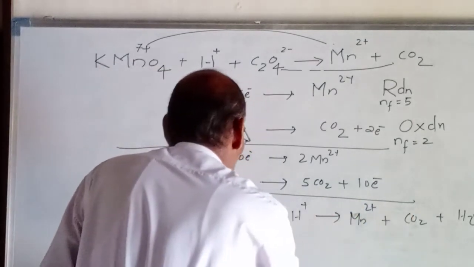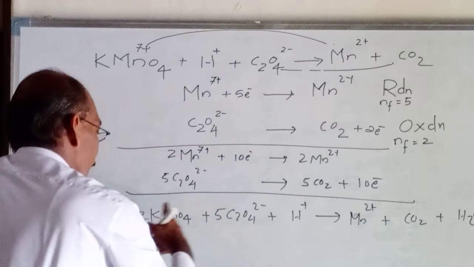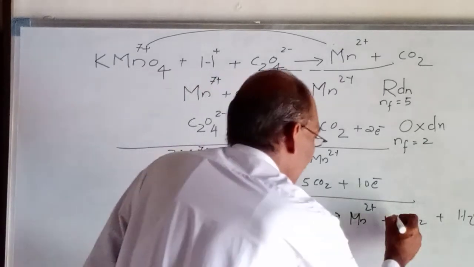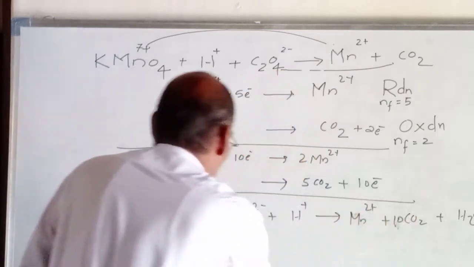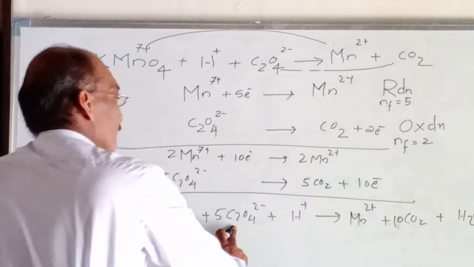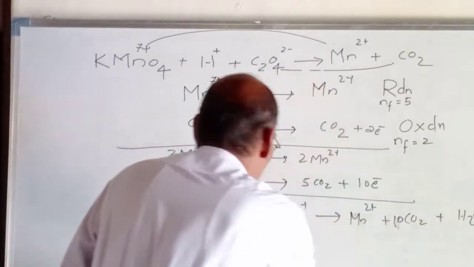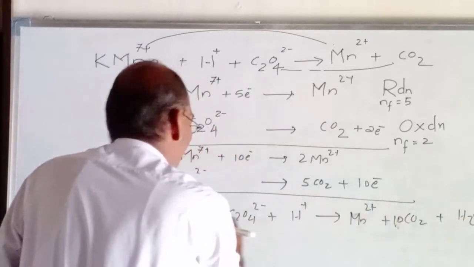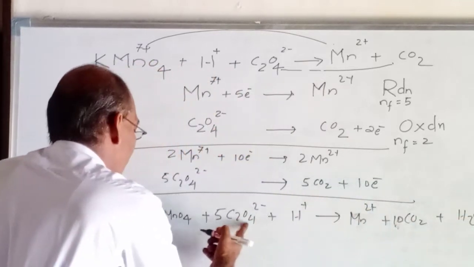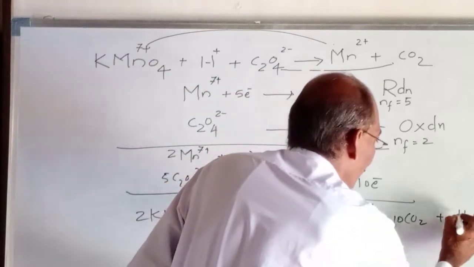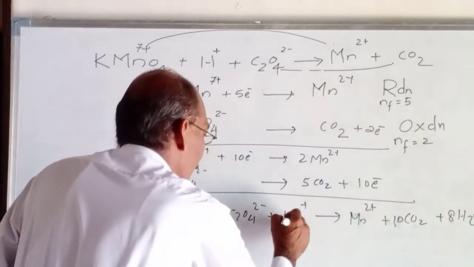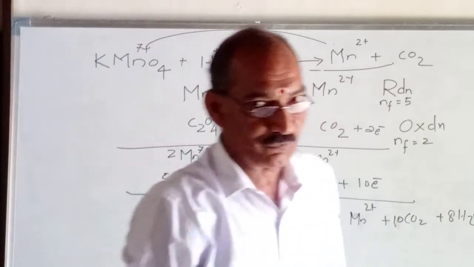Then we can write oxygen 5 for 20, 20 plus 8 is 28. Here we have to write 10 because there are 5 into 2, that is 10 carbon atoms, therefore 10 carbon dioxide. And also we can balance the oxygen: 5 for 20, 20 plus 8, 28. And here we can write 10 into 2, 20. Then we can write 8 H2O, 16 H plus.